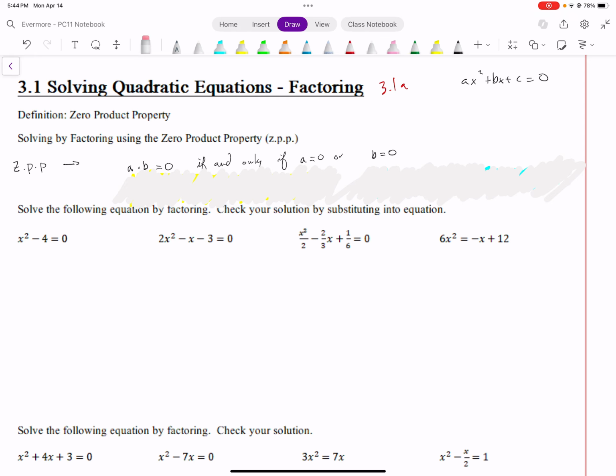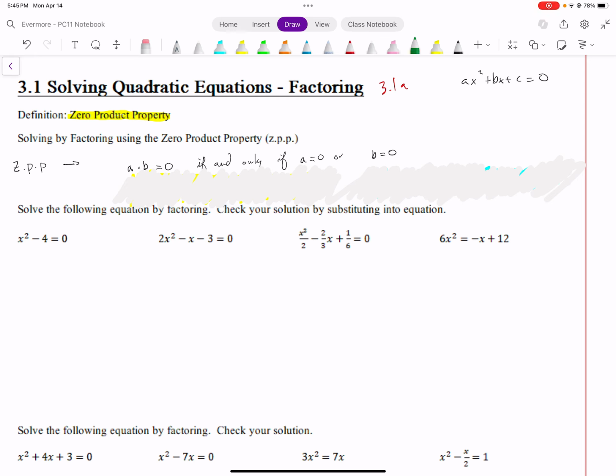We're going to take our first step into solving quadratic equations, and we're going to do that through factoring. So the definition that I would like to discuss is called the zero product property. We're going to be solving by factoring, but we're going to use this zero product property. And the zero product property says a times b is equal to 0 if and only if a is equal to 0 or b is equal to 0.